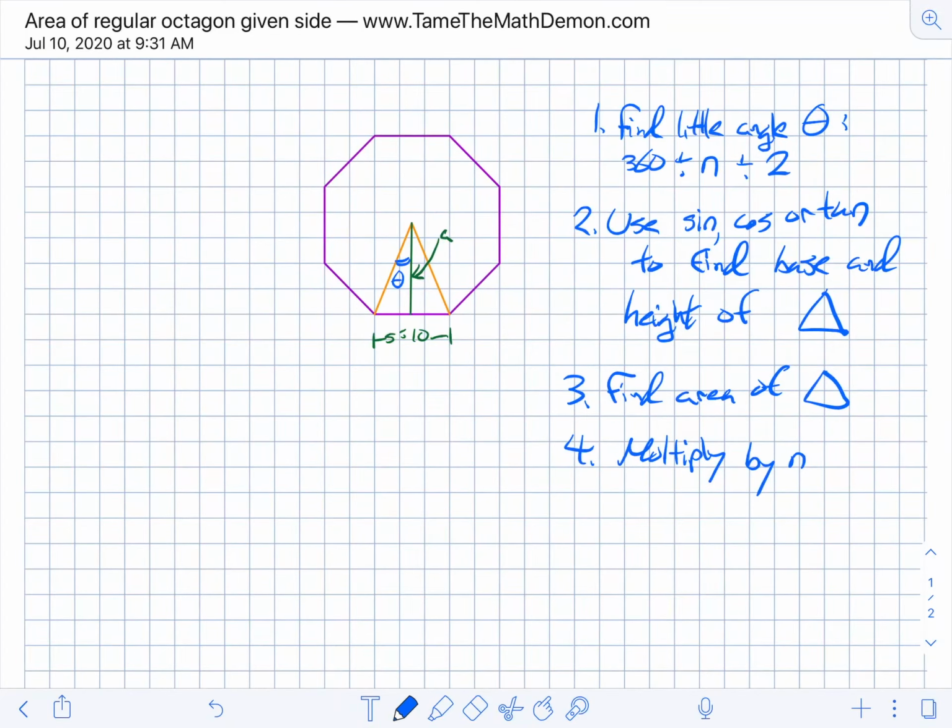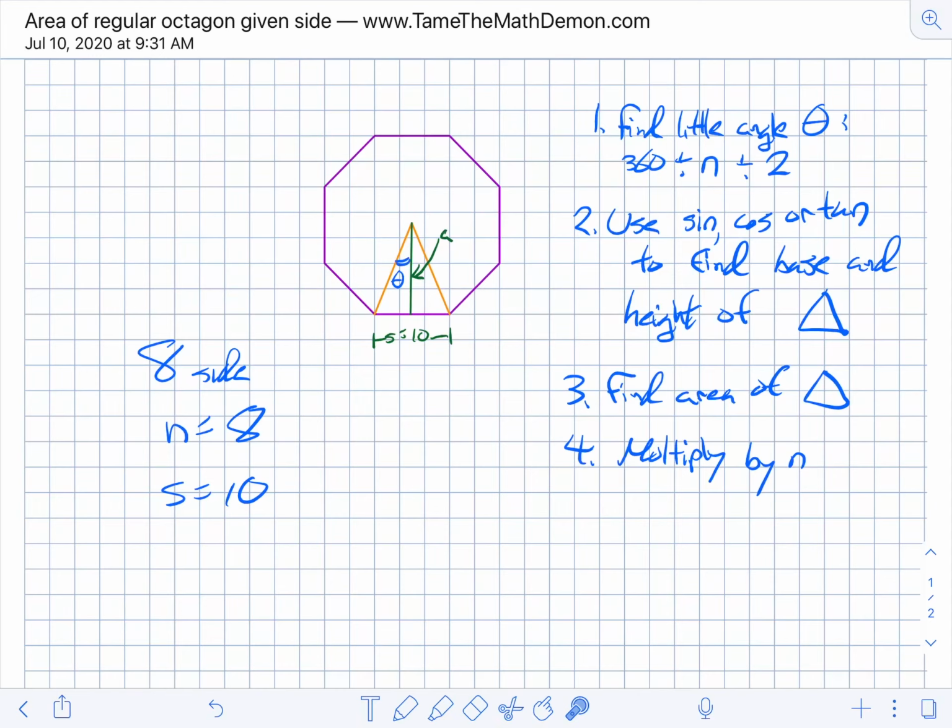Let's put it all into practice, finding the area of a regular polygon. And let's say it's an octagon with 8 sides. So n, the number of sides, is 8. And let's say we're told that a side length is 10. So our job is, first, we're going to find this little angle theta.